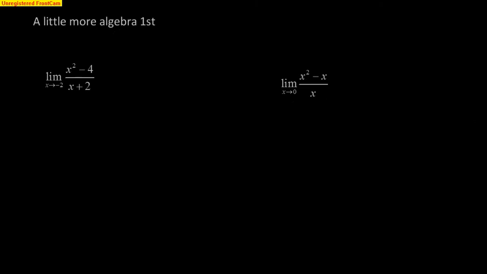So if we look at these 2 right here, we're going to try to plug in negative 2. And when we do that, we're going to wind up with 4 minus 4 over negative 2 plus 2. We wind up with 0 over 0. Now in calculus, this is known as an indeterminate form, and we don't like this. So direct substitution didn't work. We got an indeterminate form. We got 0 over 0. So what we want to do is, like I said, let's do a little algebra first.